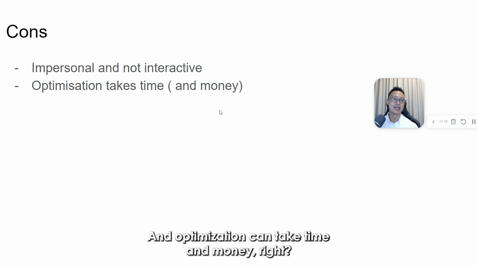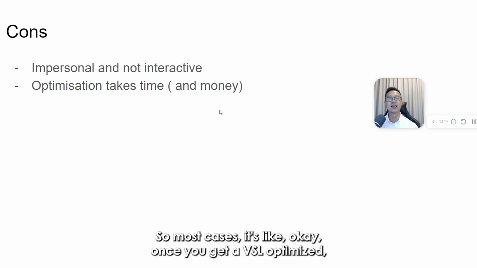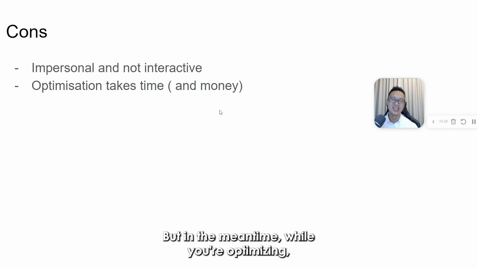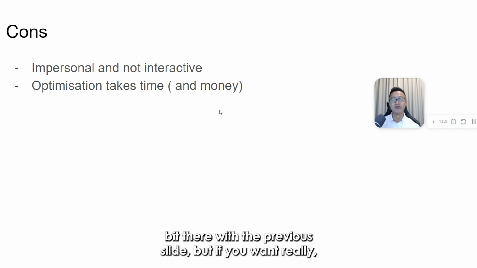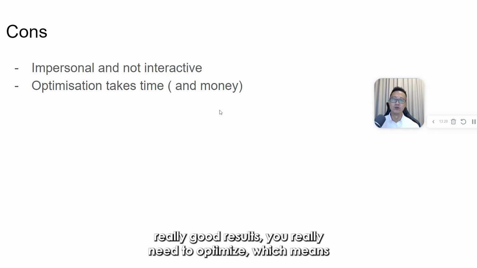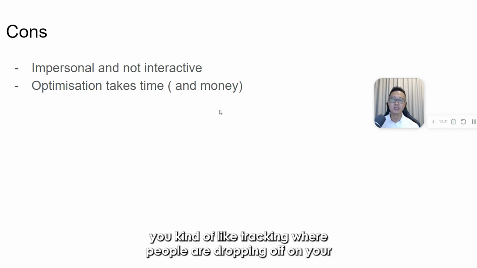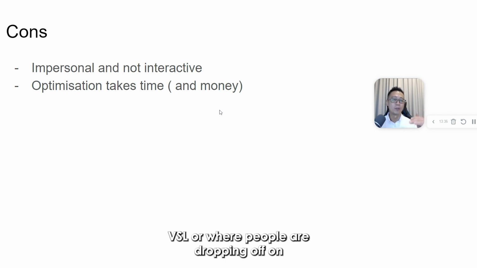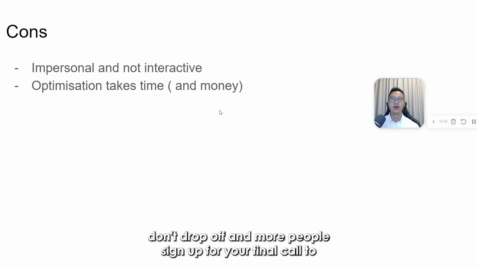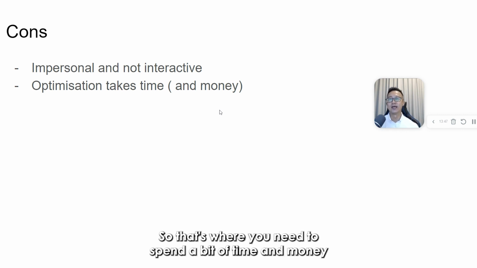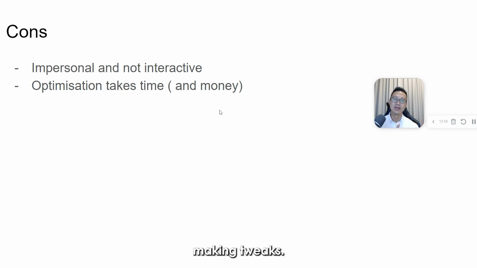And optimization can take time and money, right? In most cases, once you get a VSL optimized, it's like evergreen. But in the meantime, while you're optimizing, I know I'm kind of contradicting myself a little bit with the previous slide, but if you want really, really good results, you really need to optimize, which means tracking where people are dropping off on your VSL or on your page. And from there, you can make tweaks to make sure that people don't drop off and more people sign up for your final call to action, right? So that's where you need to spend a bit of time and money making tweaks.